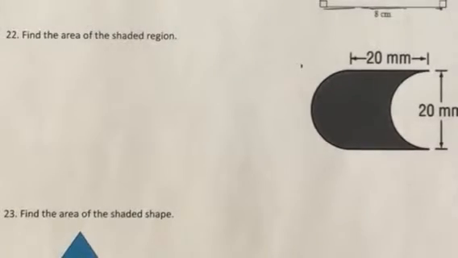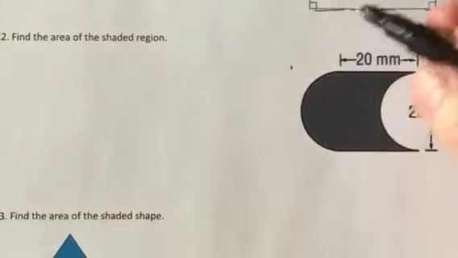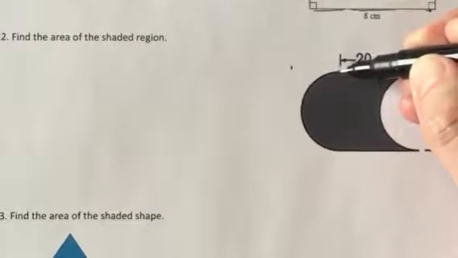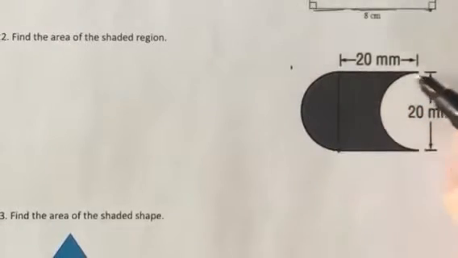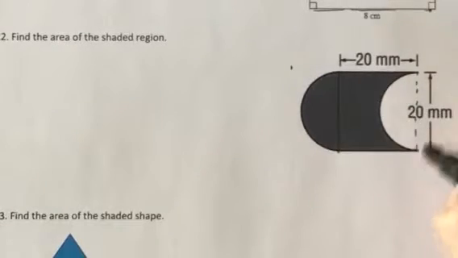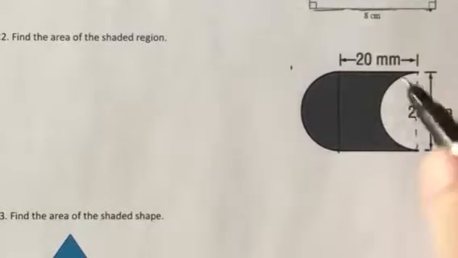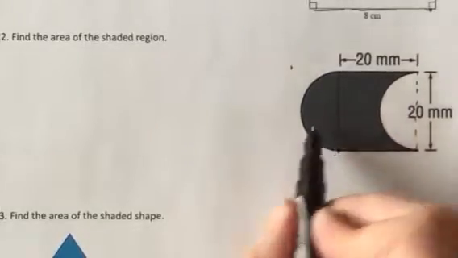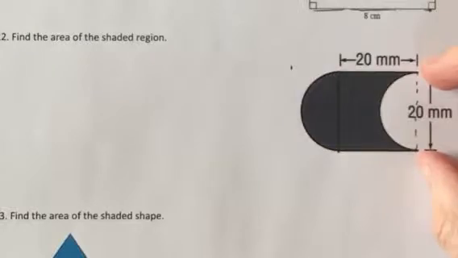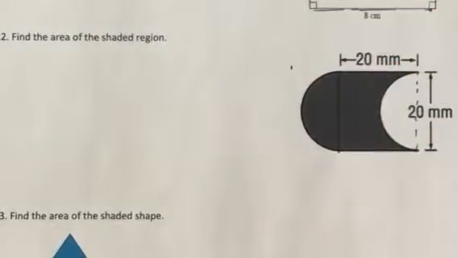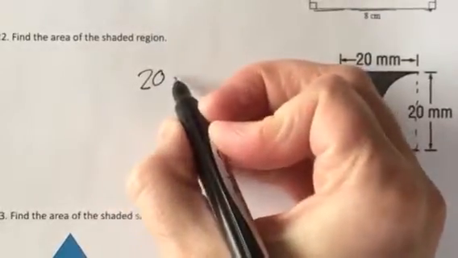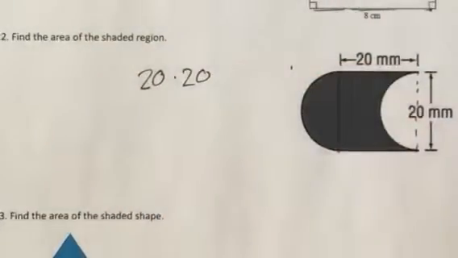Find the area of the shaded region. This one's kind of tricky. If we were to cut this off right here, we essentially have a half circle, and over here we're missing a half circle. So I want you to imagine that we just took this part and slid it to the right, cut that off, slide it over, and what we would have is this perfectly filled in rectangle, which would actually be a square because both of its side lengths are the same. So to find the area of this shape, I'm just going to take 20 times 20.